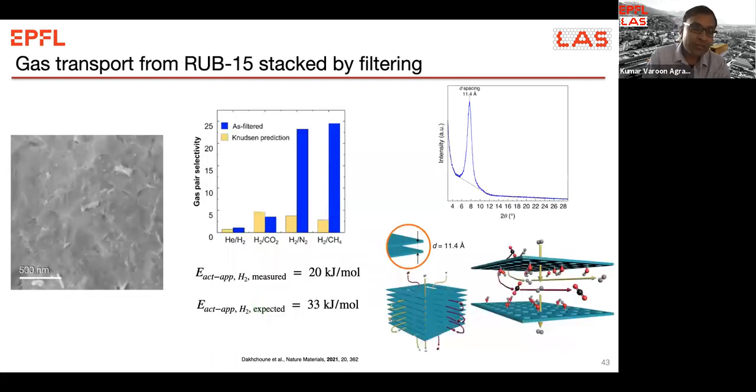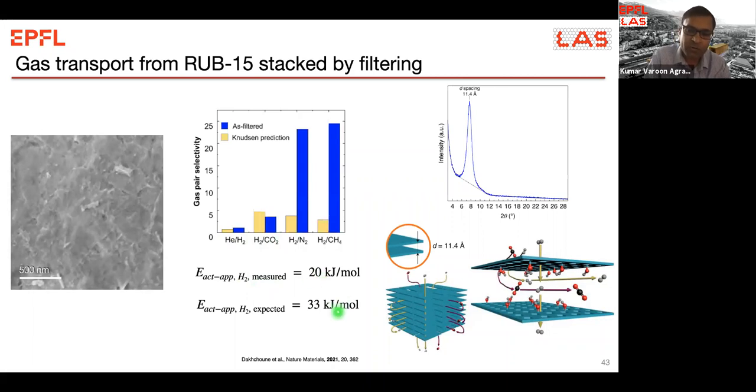Okay, so once we made these nanosheets, the first goal was to stack them, and once we stacked them, we looked at the gas transport. What we realized was that we were not getting hydrogen CO2 selectivity, but we were getting hydrogen nitrogen and hydrogen methane selectivity, right? So we started looking at the transport mechanism. For that, we measured the activation energy of hydrogen transport. And what we measured was about 20 kilojoules per mole.